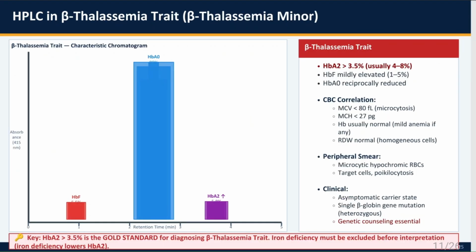For the diagnosis of beta thalassemia trait, the chromatogram shows HbF level is mildly elevated, HbA2 level is more than 3.5%, and adult hemoglobin is reciprocally reduced. The CBC shows low MCV, low MCH, hemoglobin usually normal, and RDW is normal. The peripheral smear shows microcytic hypochromic RBCs, target cells, and poikilocytosis. Genetic counseling is essential for beta thalassemia.